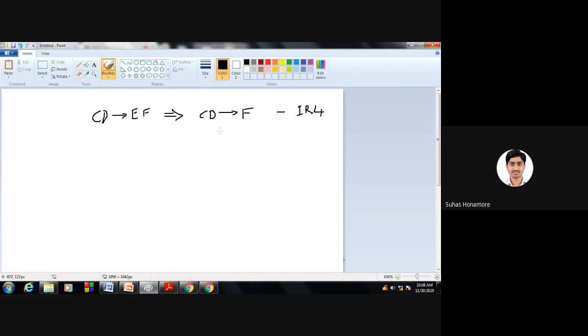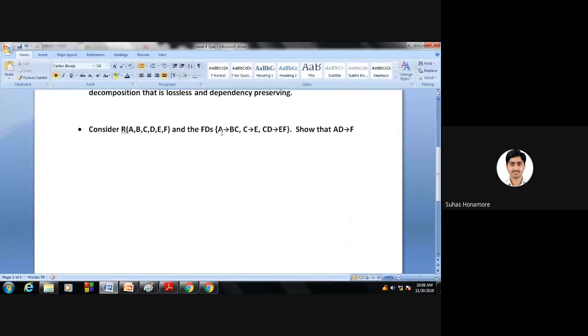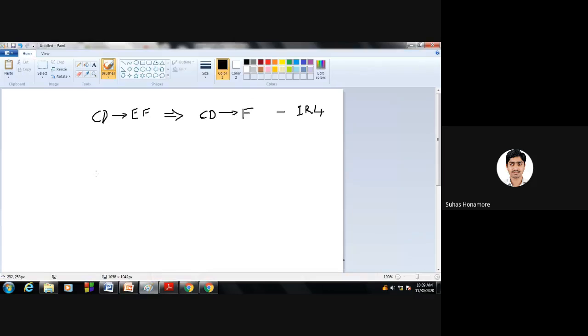Then my intention is, instead of C I have to bring A. For that, we see one more given: A to BC, the first FD he has given. The same inference rule, IR4, I can apply again, so there I can get A to C. So from A to BC, I can derive A to C. This we also got from IR4, the decomposition rule.